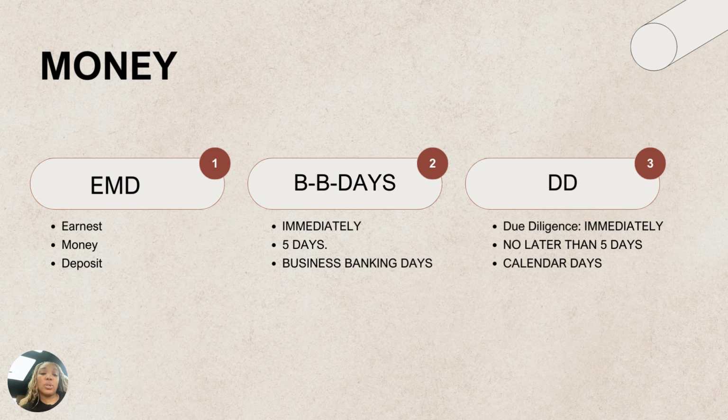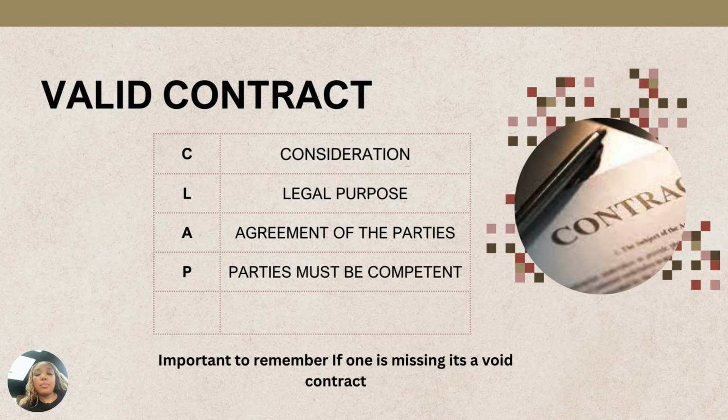So DD is due diligence. But the main thing for the national, which you guys want to remember, is EMD: due immediately, but no later than within 5 banking business days. All right. Almost done. Okay, guys. So now we're talking about valid contracts.